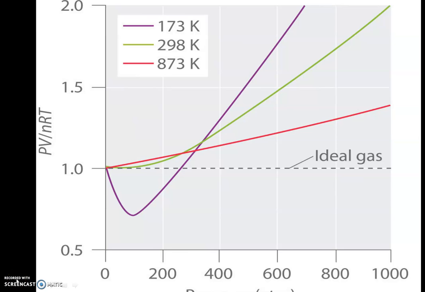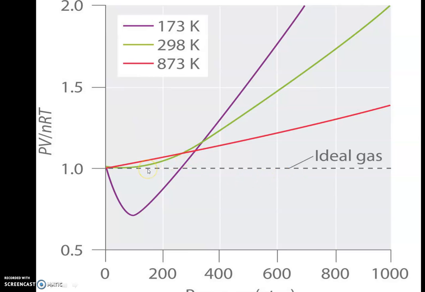We'll see the deviation of gases from ideal behavior, or the nature of real gases. We can see the same gas at different temperatures showing different deviations. This straight line shows the ideal gas. That is, if you plot PV by nRT against the pressure, we'll get a straight line. That is ideal gas behavior.